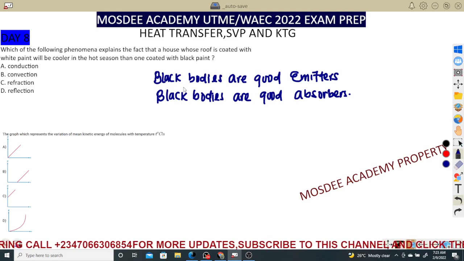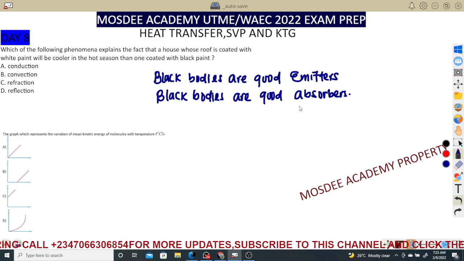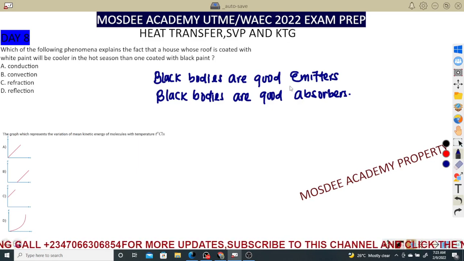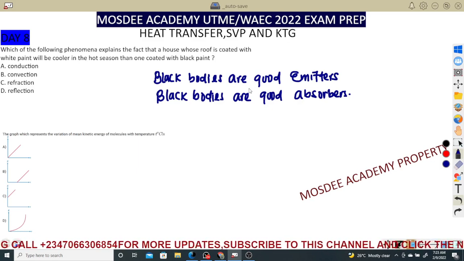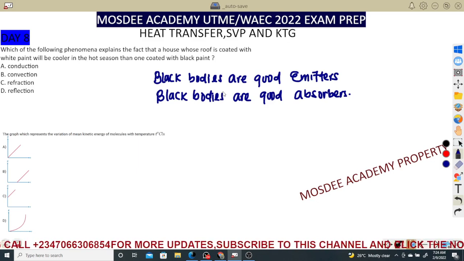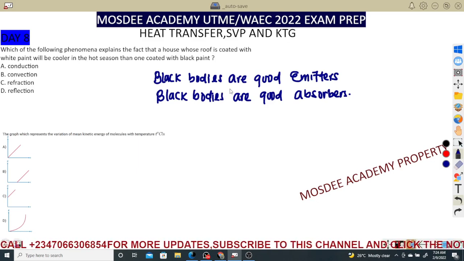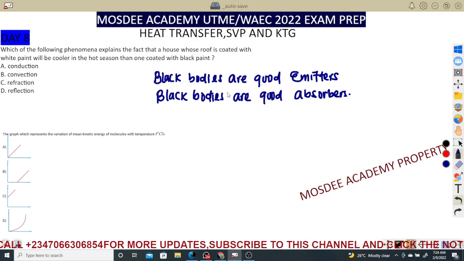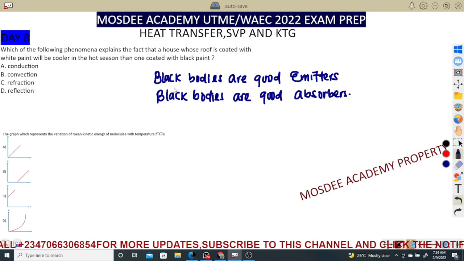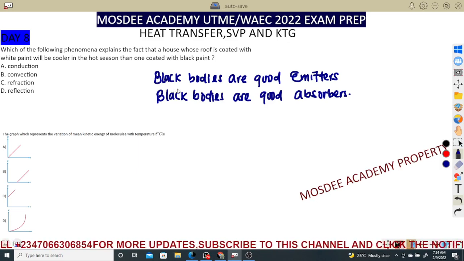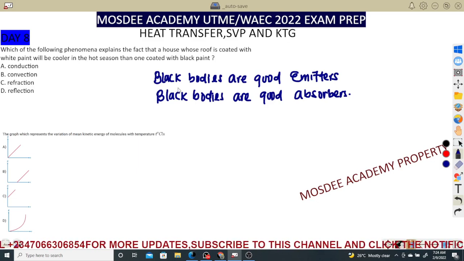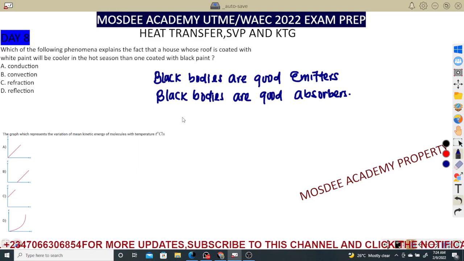And because black bodies are good emitters, they are also good what? Absorbers. Now, when radiation is incident on the body, it will either be transmitted, emitted, or absorbed. Then the sum total of how it is transmitted and emitted, or how it is absorbed, is now the measure of the black body, which I call the black body radiation. So black bodies are good absorbers of heat, whereas shiny surfaces are bad absorbers. They don't absorb like black bodies.